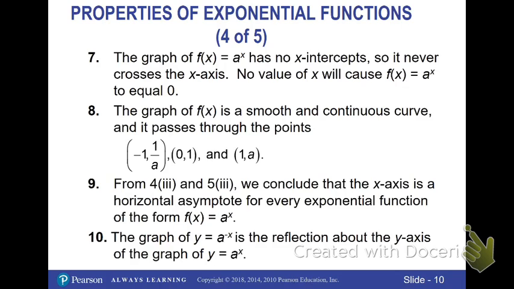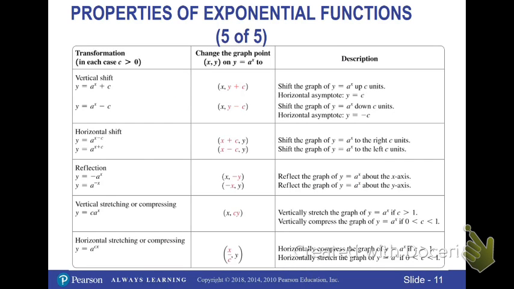All right, so because we have that, number 7 talks about because we have that horizontal asymptote, that there is no x-intercept on the parent functions. It's going to be a smooth and continuous curve, and it's going to pass through those points there. It talks about the horizontal asymptote, and we know that if x changes signs, then it's a reflection about the y-axis, and we know that from back in 1.5 when we talked about the transformations of functions, which leads us to this next slide here.